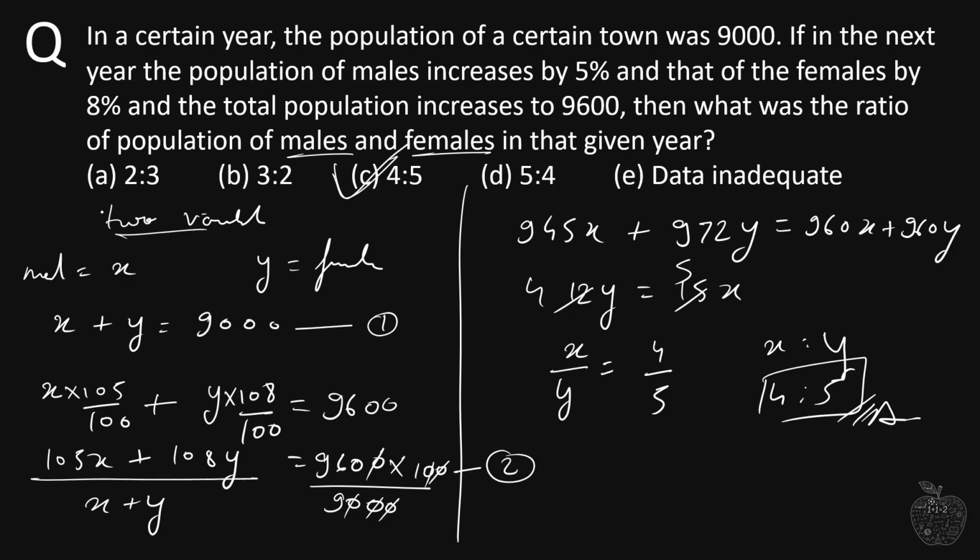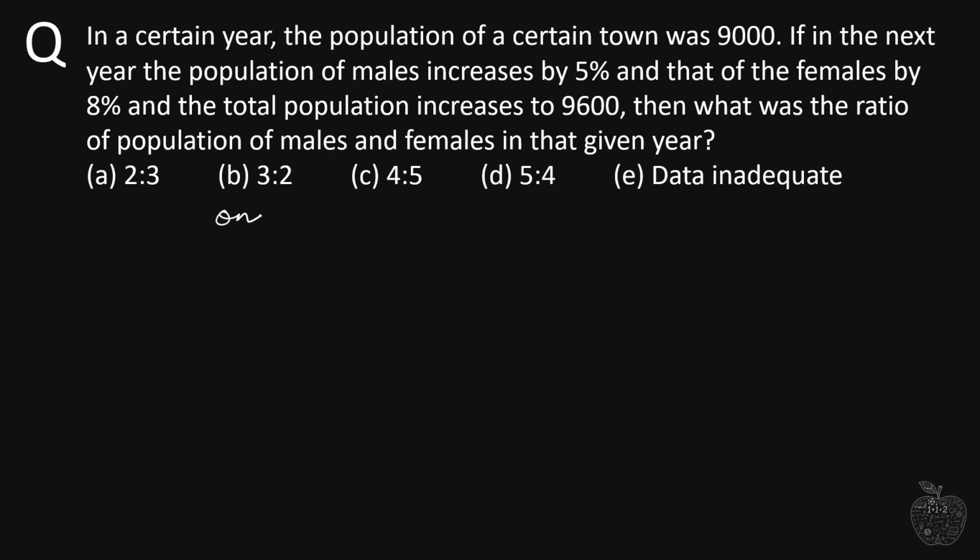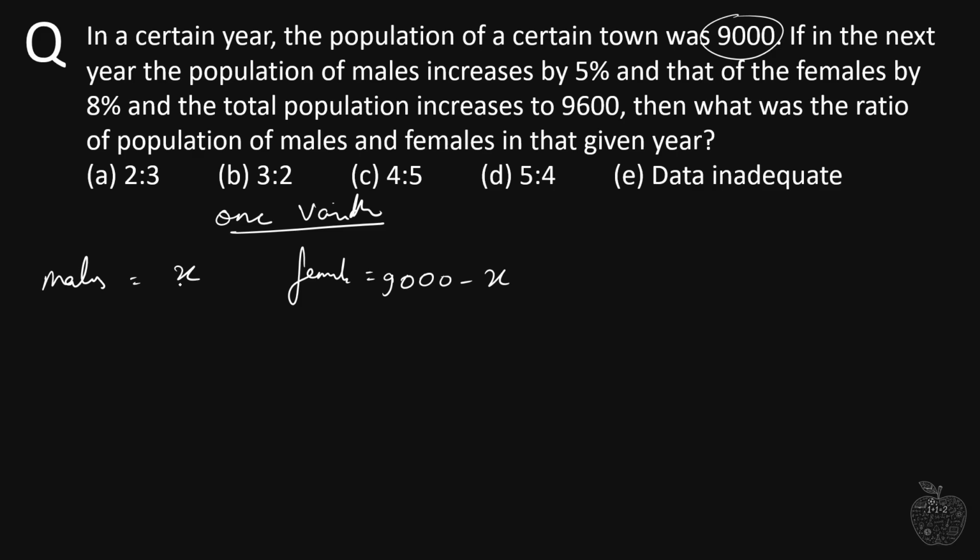Now this method was using two variables. Now let's solve using only one variable. Let's say there are x males. In a certain year the population of the town is 9000, and the total population here is 9000. So if male is x, then what will female be? Female will be the total population minus the male population, which is x. So we have male equals x, female equals 9000 minus x.